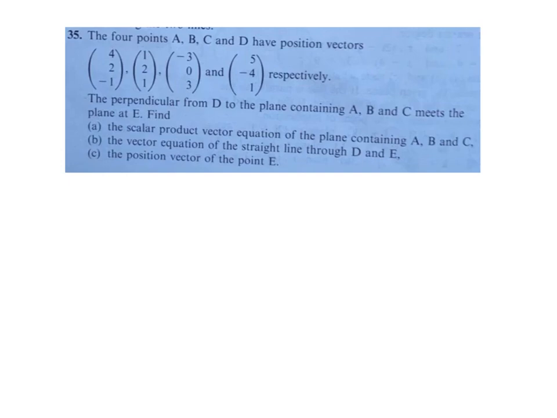The 4 points A, B, C and D have position vectors, as we can see here. The perpendicular from D to the plane containing A, B and C meets the plane at E. We have to find the scalar product vector equation of the plane containing A, B, C, the vector equation of the straight line through DE, and the position vector of the point E.